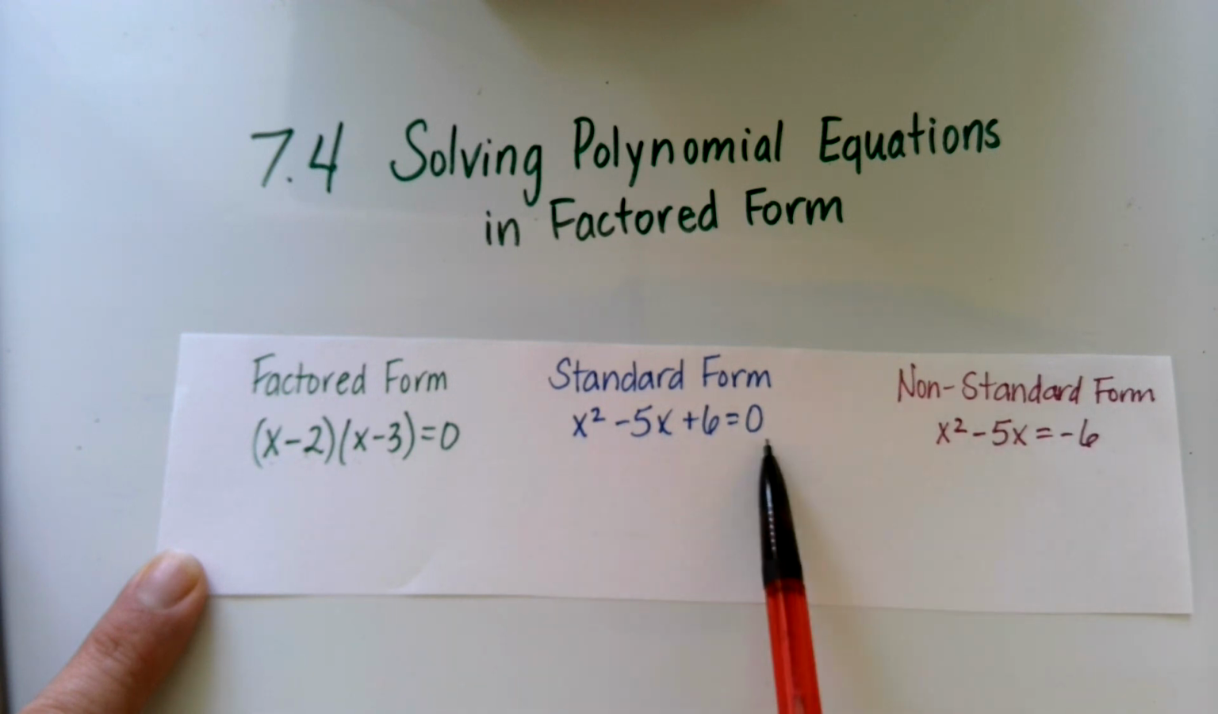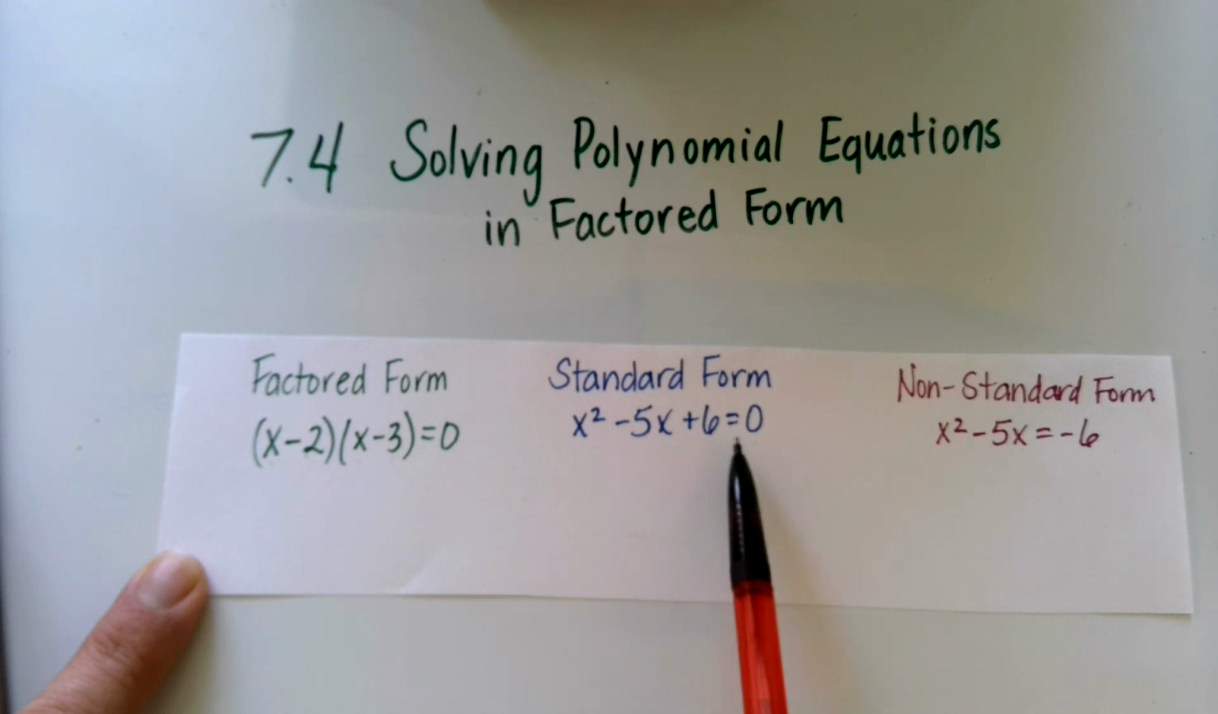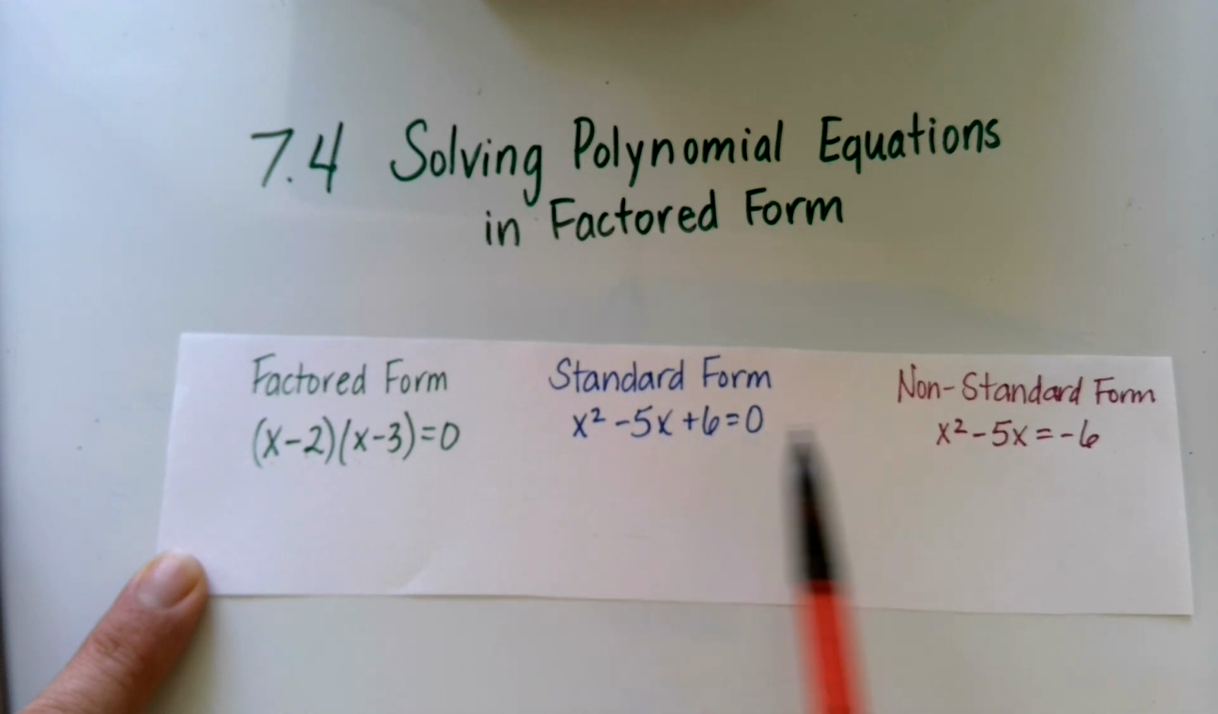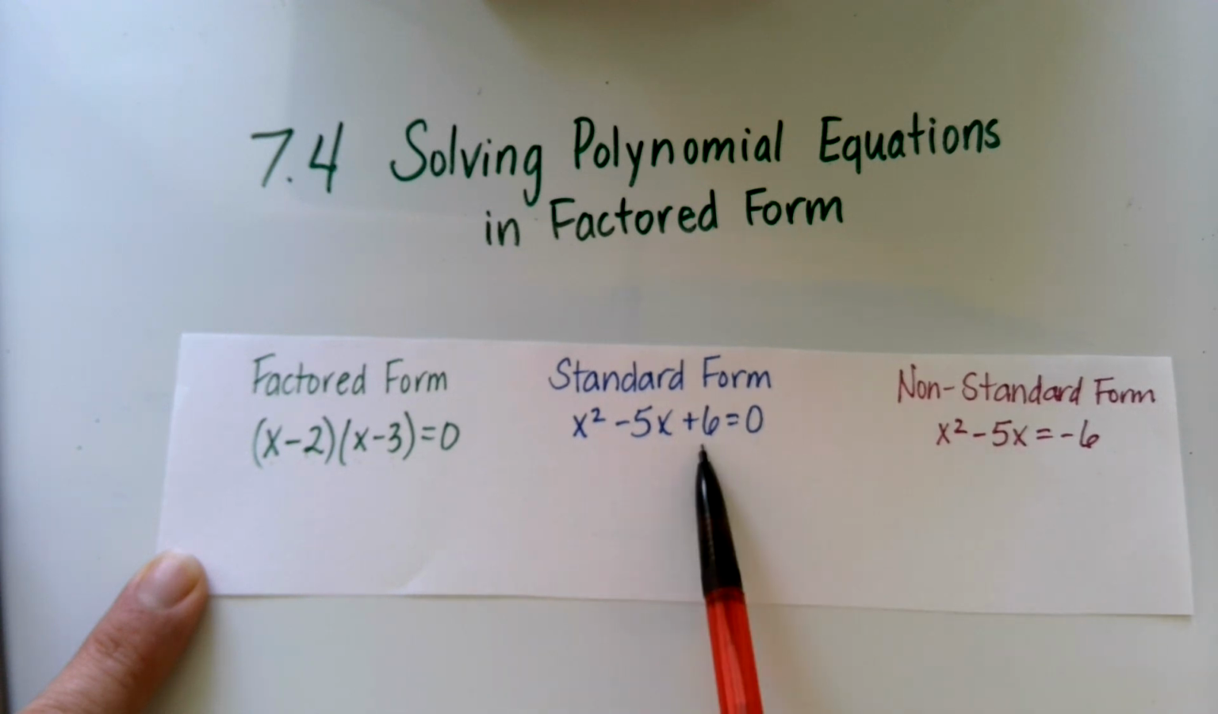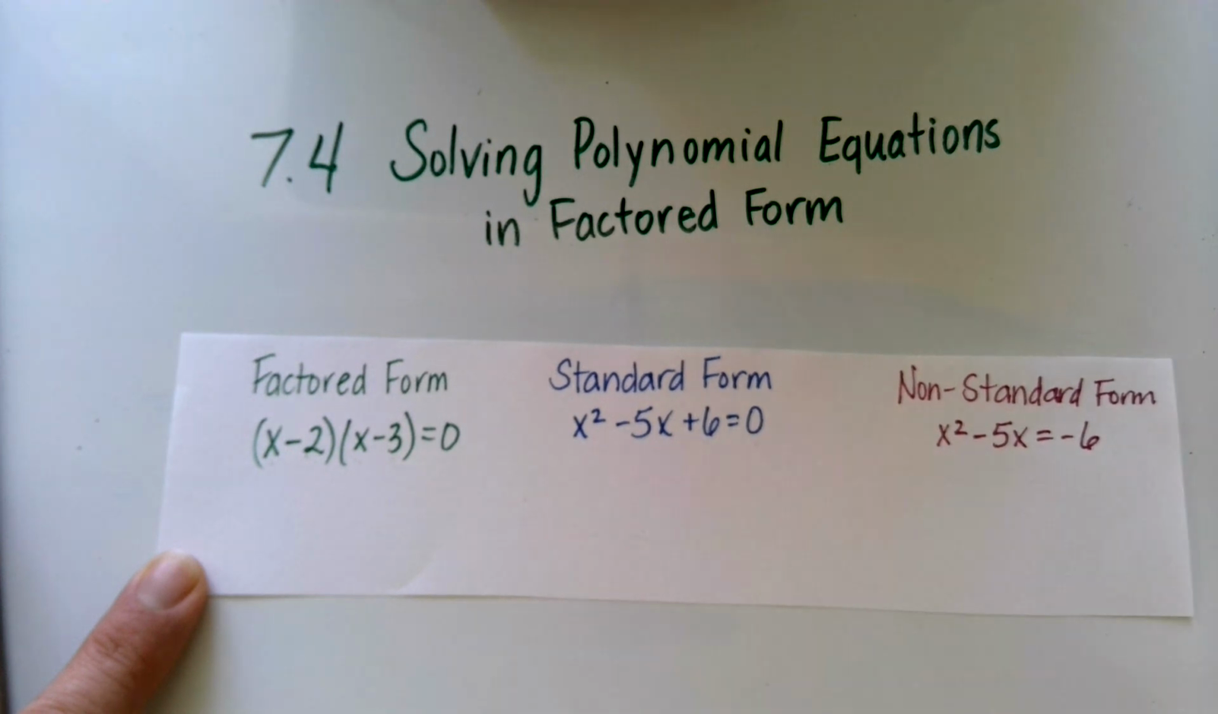And non-standard form would just be anything where this is altered so that it's not set equal to 0. Okay, so over here you'll notice that we just moved that 6 over to the other side. So we subtracted 6 from both sides and got it to the non-standard form.